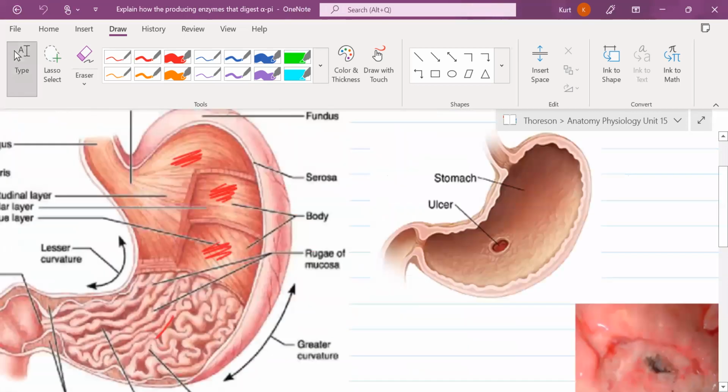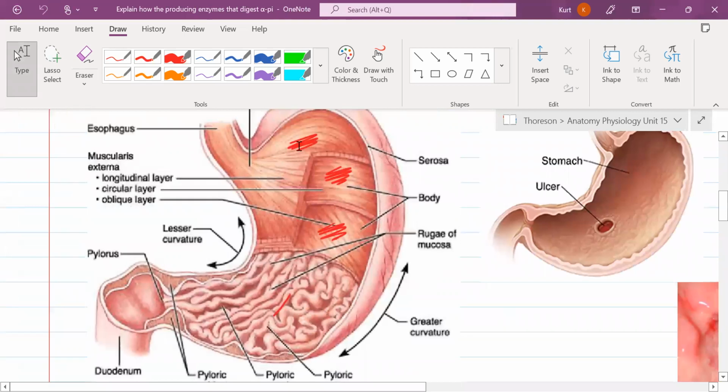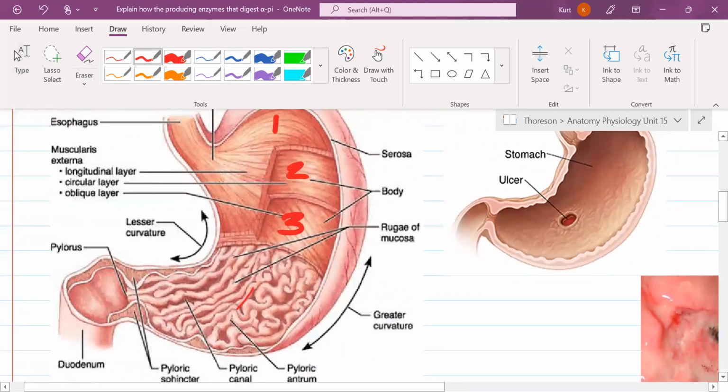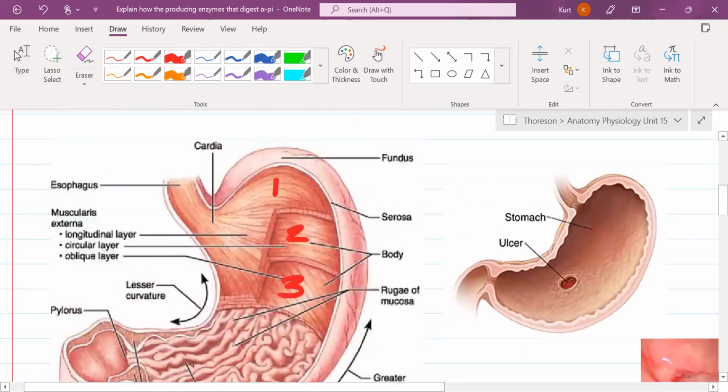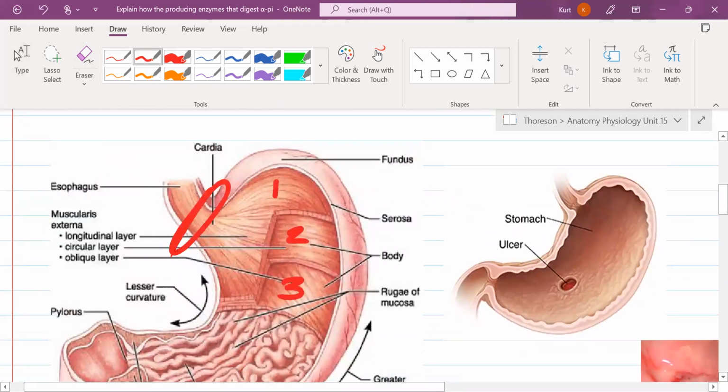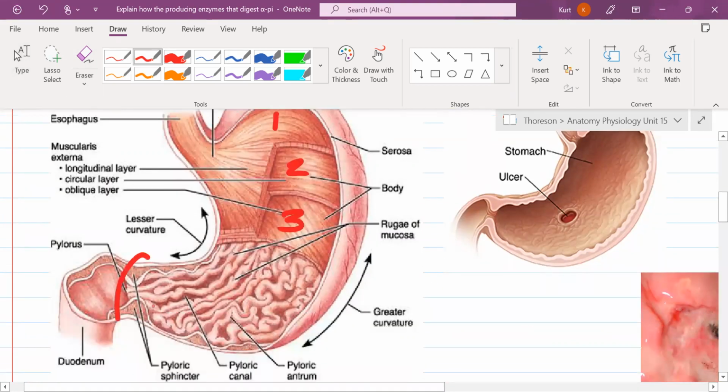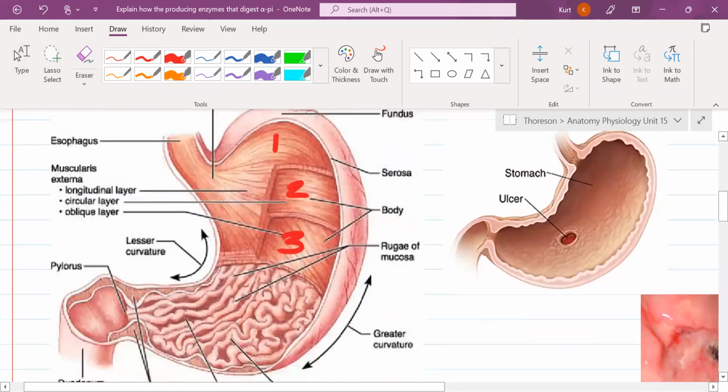So here's the stomach. It's pretty close to what you drew. If y'all take a look, you have 1, 2, 3 layers of muscle surrounding your stomach. Your stomach is very powerful. And that's not counting the outer serosa, which is the outermost layer. What are all these little folds called? Rugae. What's this sphincter up here? Cardiac sphincter. What is this sphincter down here? The pyloric, or some people call it the pylorus, same thing.